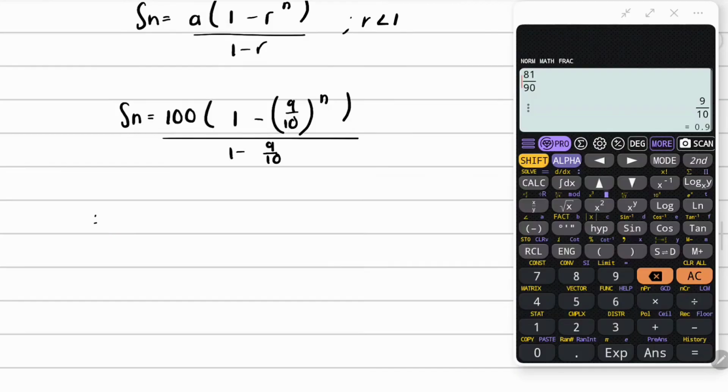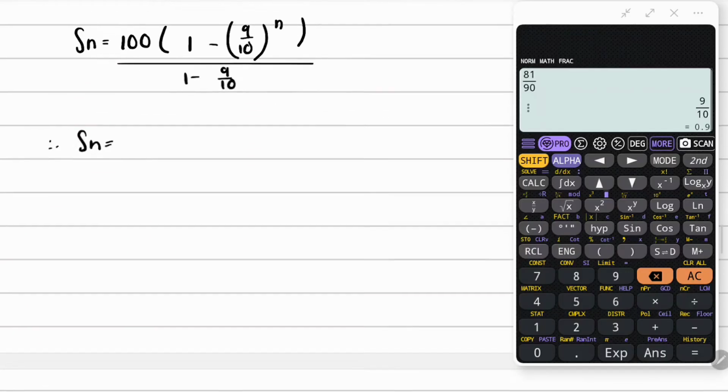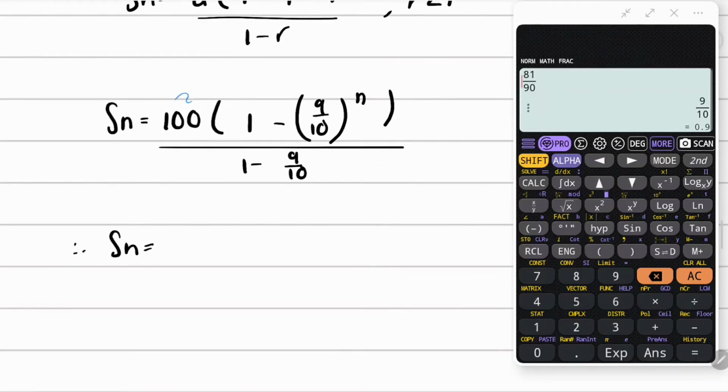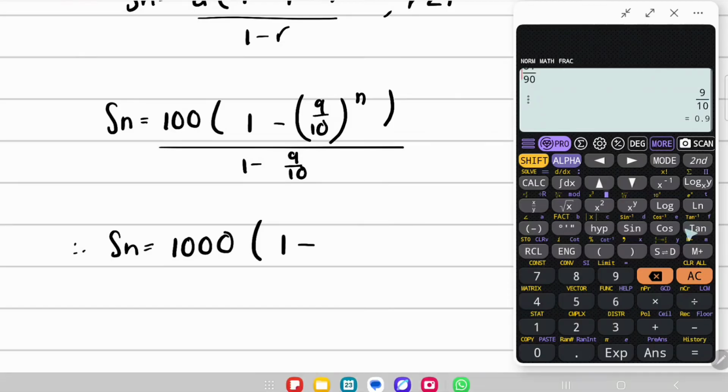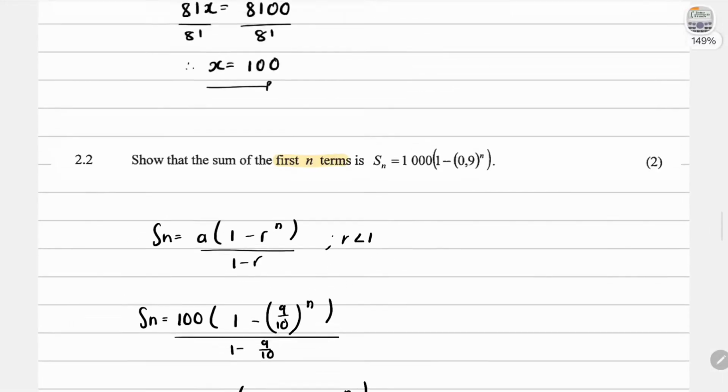Now, how can we simplify it to their form, because you see that they don't have a fraction like that. Because these are being multiplied, we can just say the 100 divided by this number over here. 1 minus 9 over 10 is 1 over 10. 100 divided by 1 over 10 is going to give you 1,000. And then that's 1 minus 9 over 10, which as we can see on the calculator, can be represented as 0.9. So that's 0.9 raised to the power of n, and that is our answer, just like they have it as well.